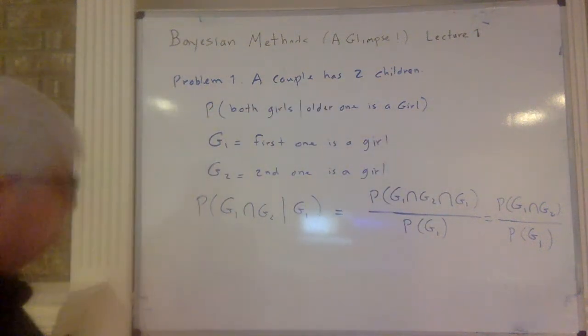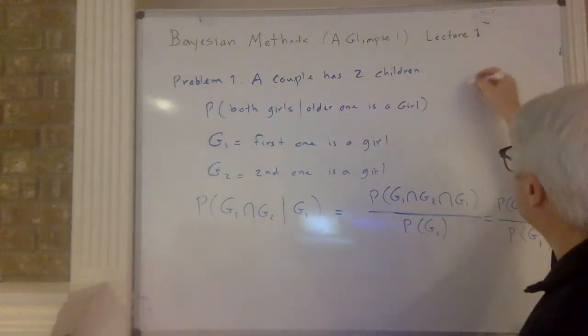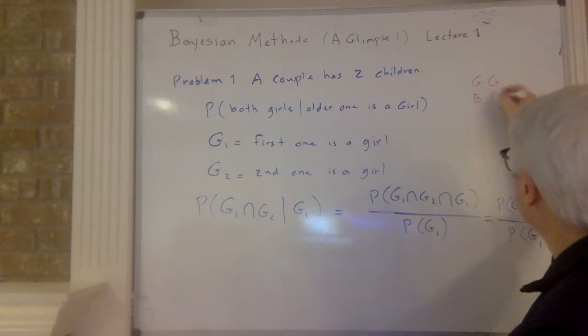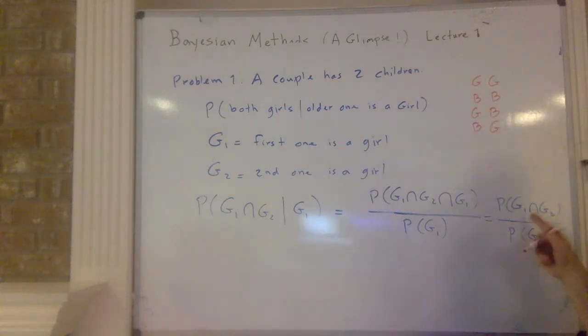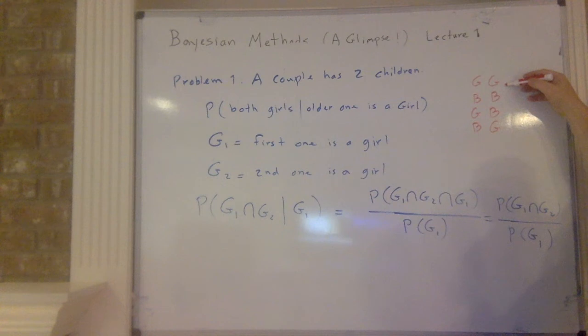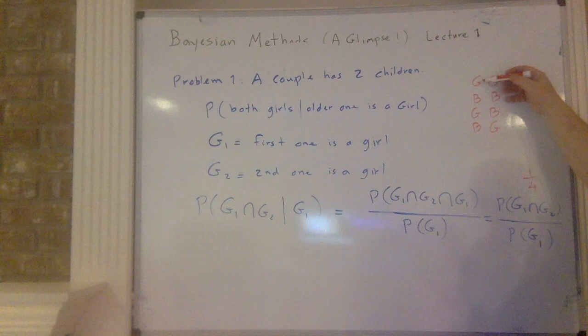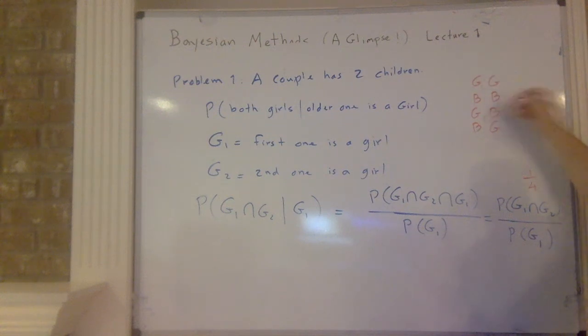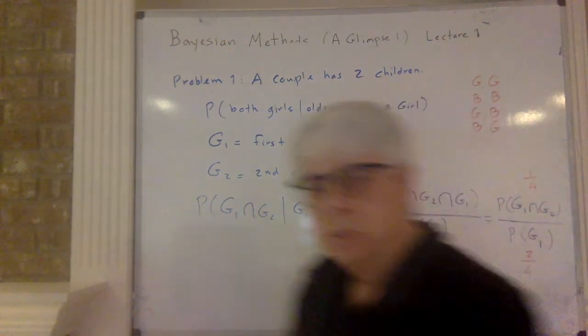Now, how many situations do we have when you have two kids? Two kids, you either have G,G, B,B, G,B, B,G. So G,G is 1 out of 4. G1 is 2 out of 4. So that's 1 out of 4 over 2 out of 4. So the answer is 1/2.